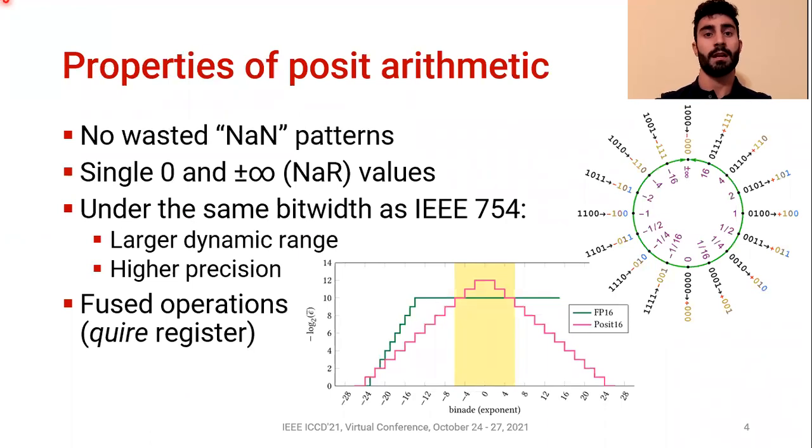Posit arithmetic has many interesting properties. First, it doesn't use a lot of bit patterns to represent not a number exceptions, but uses a single representation for 0 and not real values. Also, under the same bit width, Posit arithmetic provides both larger dynamic range and higher precision than standard floating point numbers. Finally, the standard for Posit arithmetic includes fused operations, in which intermediate results are not rounded, but they are accumulated into a larger register called quire.